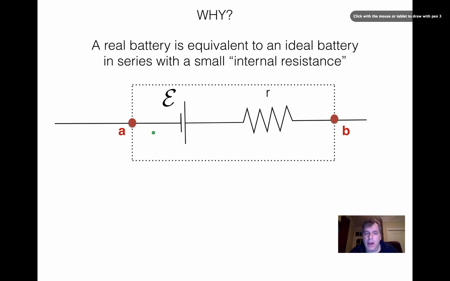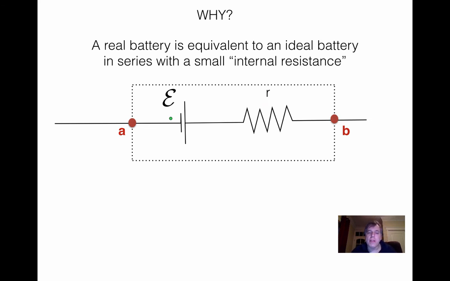Now, just to be careful here, this dotted line here is not a wire. It's not part of a circuit. This is just something we draw here to encircle the real battery. So the real battery is actually this dotted box here. Inside there is an EMF, which is really an ideal battery in series with a small internal resistance R. The key point is that we don't have access to the inside.